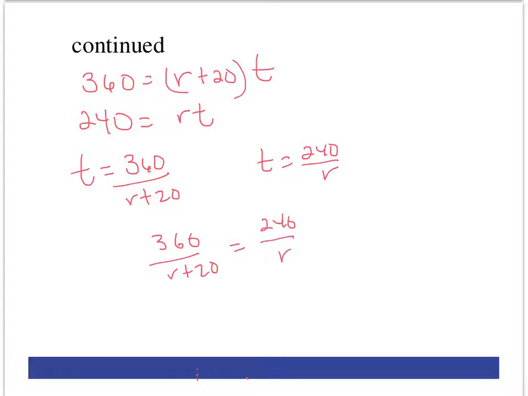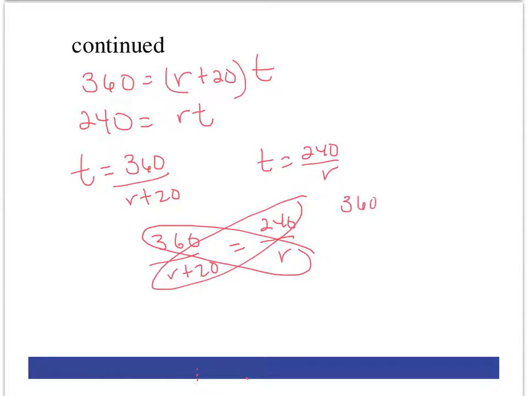Does that look familiar? You've done that before. So basically, if we set them equal to each other, you can do what's considered a proportion and go straight across. Remember, I call it doing the butterfly. So we're going to multiply this way. So now we have 360r equals 240r plus 4,800. Okay, so 240 times 20 is 4,800.